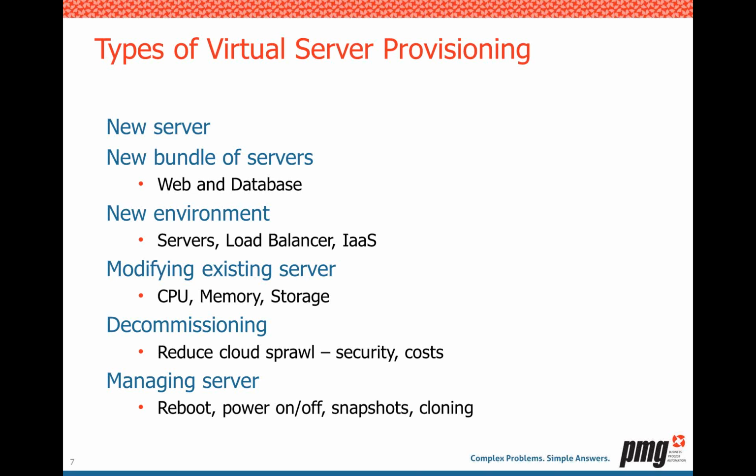Even more interesting is requesting a new environment. So let's say, for example, I need Service Catalog. Well, I know I need 2 web servers, 2 application servers, maybe a database cluster, and a load balancer. Provide that whole bundle to your users if possible, and they can get everything as one request.